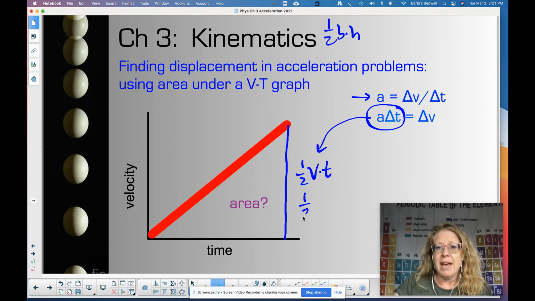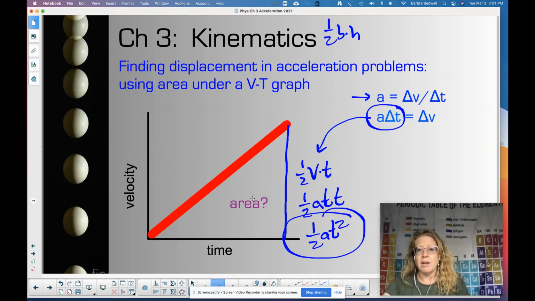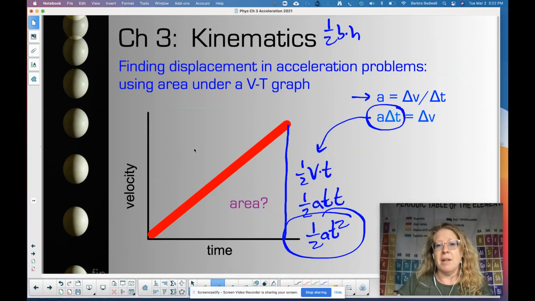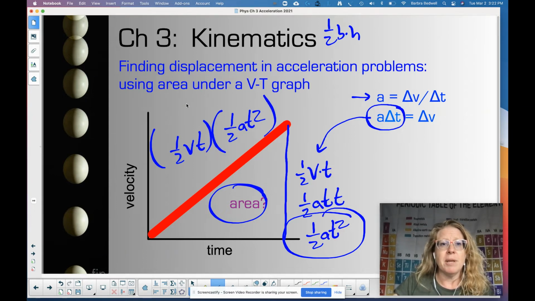So we get 1/2 a times time, or a delta t, times t again. Again, I plug this into where this velocity is. There's another time here. So this is 1/2 a t squared. This becomes an important way of looking at area underneath this. We'll see this as it comes up again in another equation. So we can say that this particular area underneath here could be represented 2 ways. 1/2 velocity times time works, or 1/2 acceleration times time squared. Both of these would represent displacement.